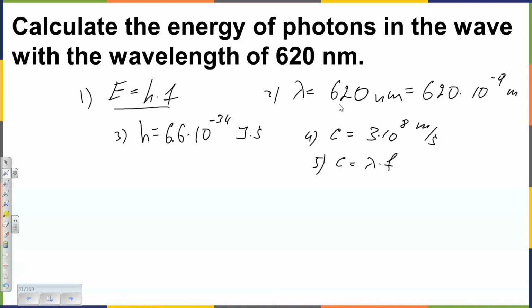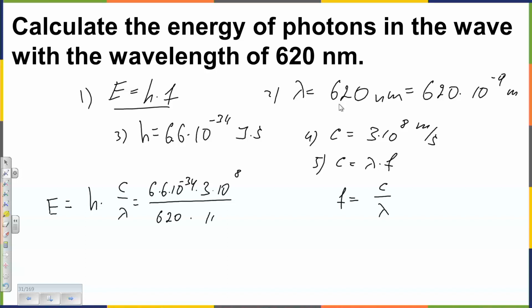So what can we do? Well, first we can use equation number 5 to relate frequency with the wavelength. Now we can use equation number 1 to get the energy. Now we can use the numbers. Now you can use a calculator and calculate this energy. And since we've been using the international system of units for everything, we should get joules.